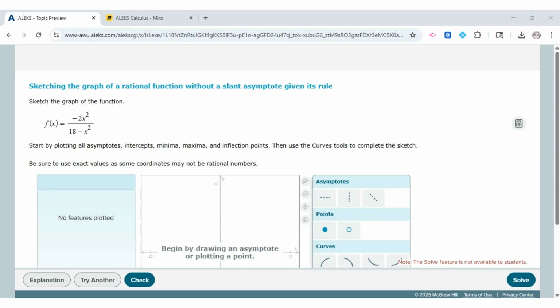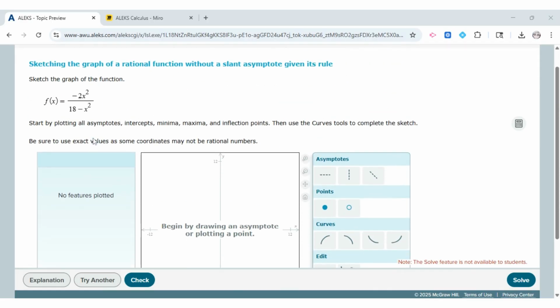In this topic, we are trying to sketch the graph of a rational function. This time it doesn't have a slant asymptote, given its rule, and what they mean by rule is just an equation for this thing. So what this requires is to use our knowledge about rational functions to figure out where the horizontal and vertical asymptotes are, but then also to know what the slope is doing and what the concavity is doing on all the necessary ranges of values in this function.